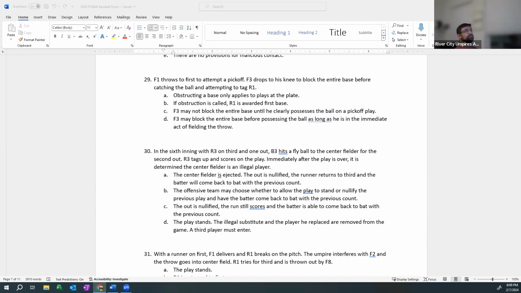Okay. In the sixth inning, R3 on third and 1 out. B3 hits a fly ball to center field for the second out. R3 tags up and scores on the play. Immediately after the play is over, it is determined the center fielder is an illegal player. What are we doing?